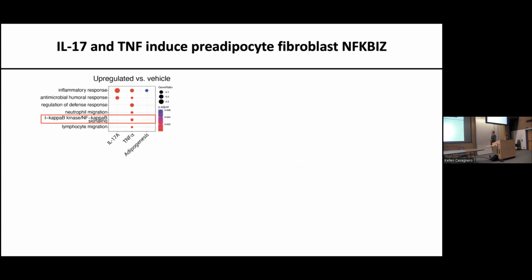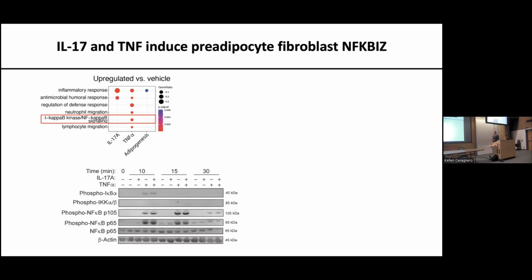So to begin addressing this, we looked back at our bulk RNA sequencing data and found that TNF induced genes related to NF-kappa B signaling. And to formally test the role of these signals inducing NF-kappa B signaling, we performed a Western blot analysis and looked at phosphorylation of canonical NF-kappa B signaling intermediates after addition of IL-17 and or TNF. And we found that TNF induced phosphorylation of these intermediates rapidly within 10 minutes, though IL-17 had no effect, nor did it actually increase the effect of TNF.